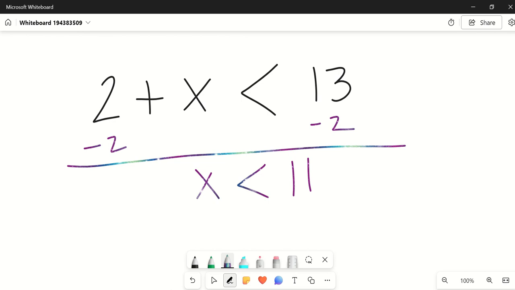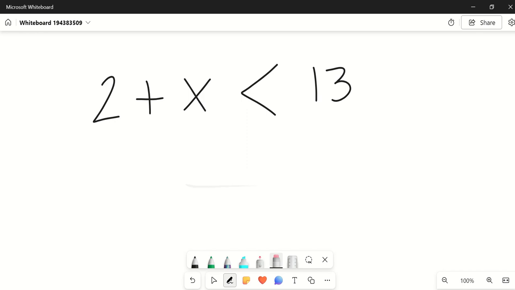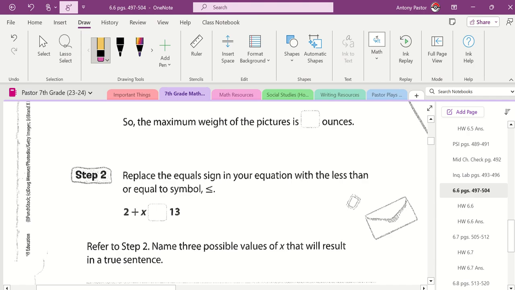So 10.9999999 forever, and then any number below that. Are we going to be using negatives? Okay, so let me give you one more example before we move on from this.